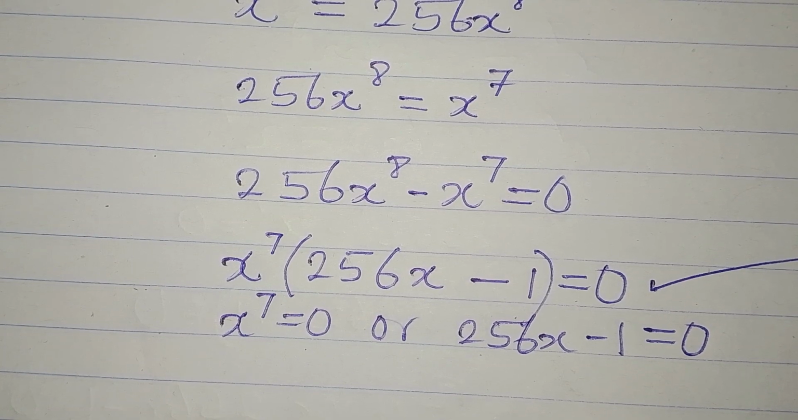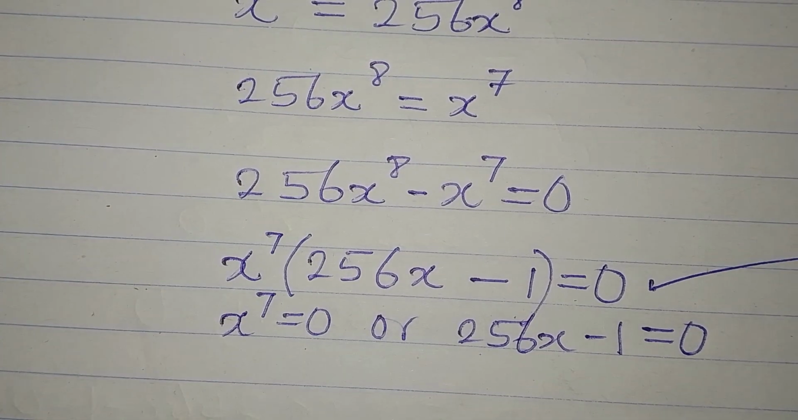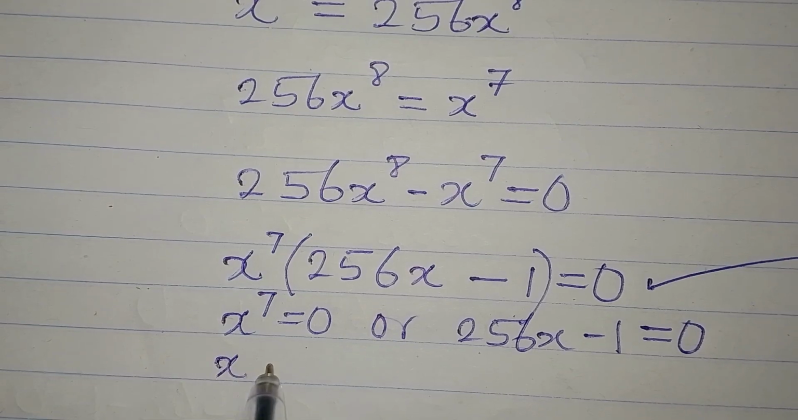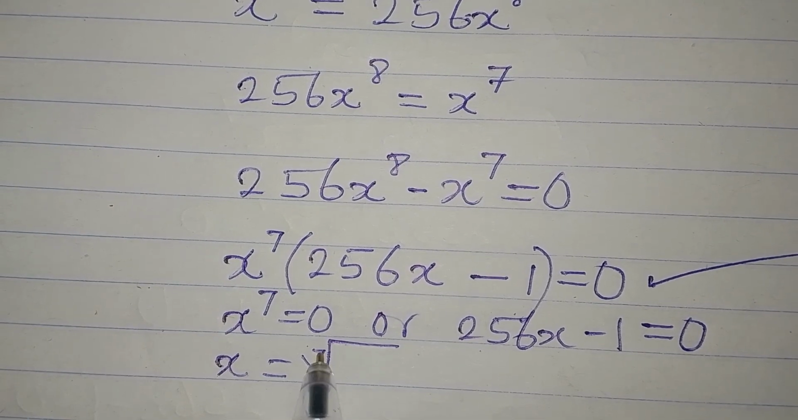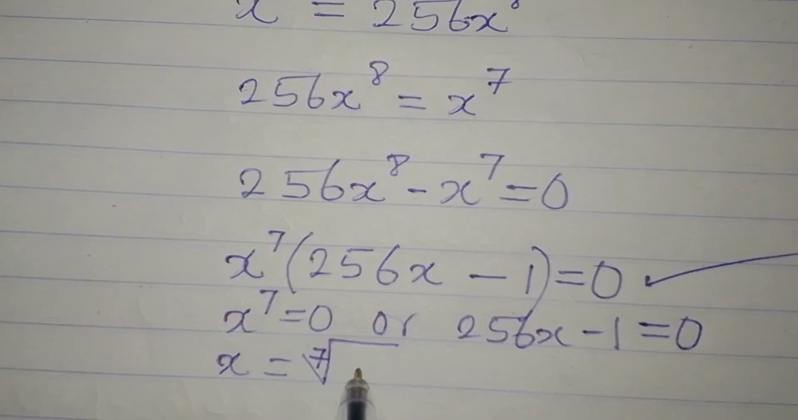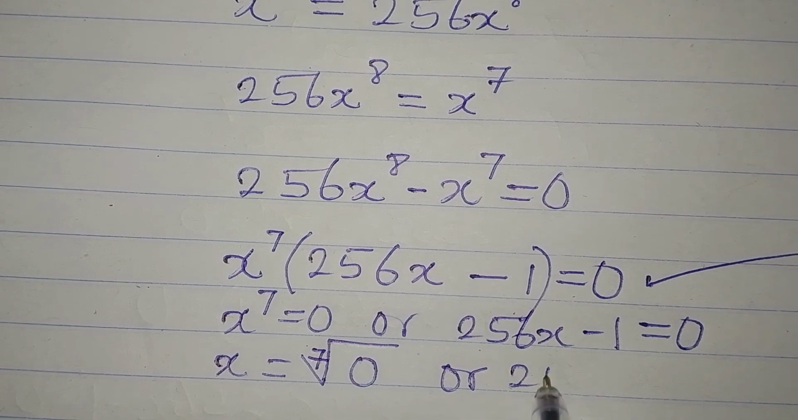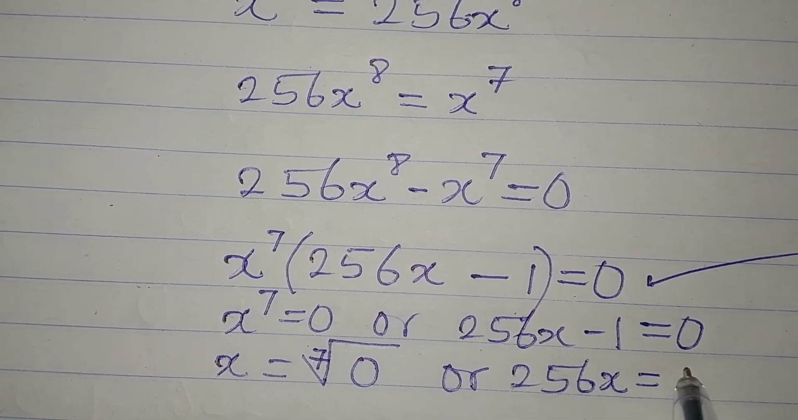Now, the next thing we're going to do is to take the 7th root of both sides. If we do that, our x here will be known. So we have x to be equal to the 7th root of 0. Or from here, 256x will be equal to 0 plus 1, which is 1.